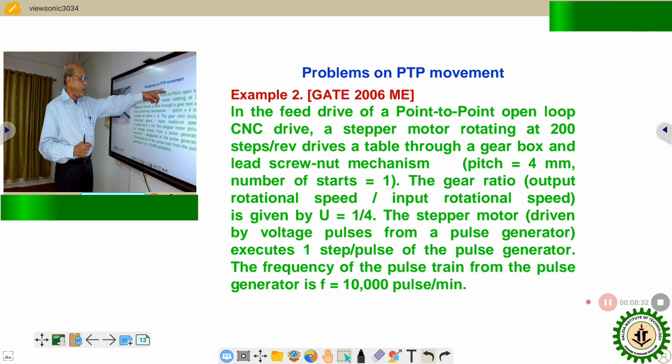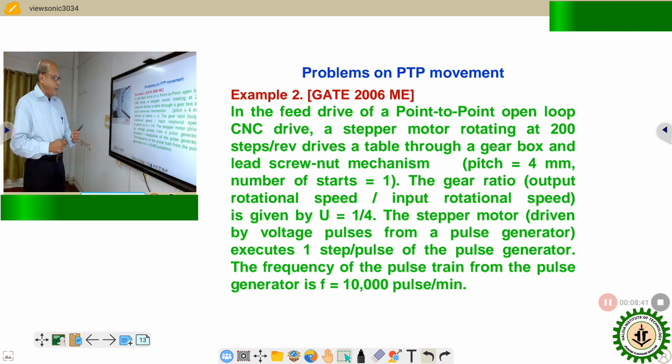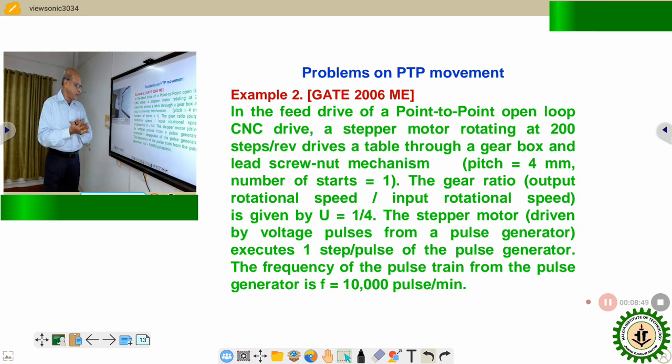In the feed drive of a point-to-point open loop CNC drive, a stepper motor rotating at 200 steps per revolution drives a table through a gearbox and lead screw mechanism having pitch equal to 4 mm and number of starts equal to 1. The gear ratio, categorically output rotational speed by input rotational speed, is given by U equal to 1/4. The stepper motor, which is driven by a pulse generator, executes 1 step per pulse of the pulse generator. That is the basic philosophy that we had discussed in the open loop control system. The frequency of the pulse train from the pulse generator is F, equal to 10,000 pulses per minute.